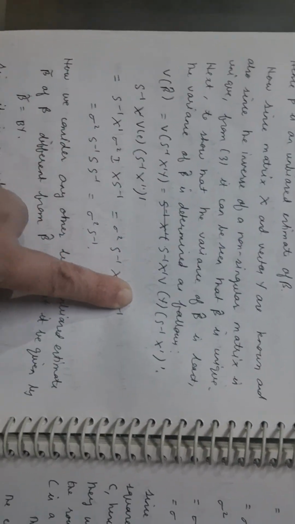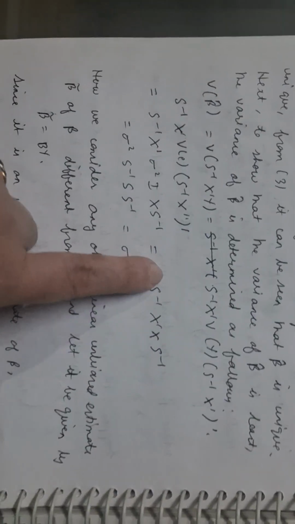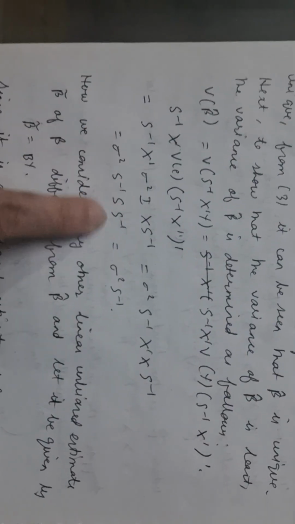Next, to show that the variance of β cap is the least, we first obtain the variance of β cap. On substituting these values again over here, we get S inverse X transpose, that is the variance of the error term, into S inverse X transpose whole transpose. On opening this bracket and solving, we get σ square over here, then S inverse and X transpose X into S inverse. X transpose X will be S. So on solving this, we get σ square S inverse.